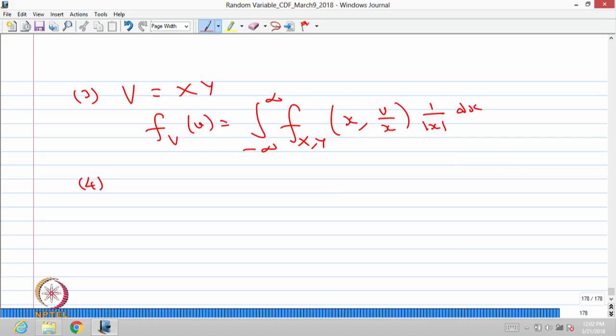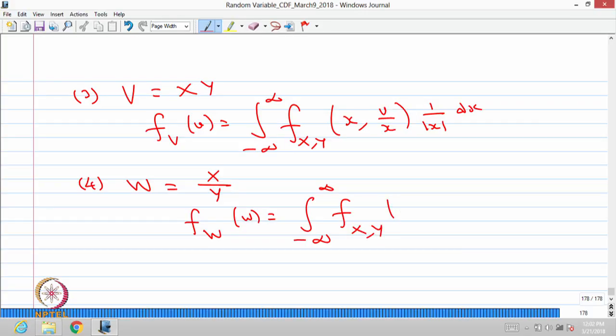Similarly, the last result: the random variable W is defined as X divided by Y. Then you can get the probability density function of W in a similar manner, with the integrand multiplied by absolute of x, dx.